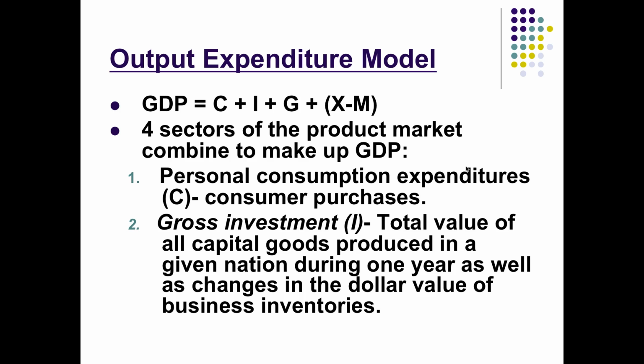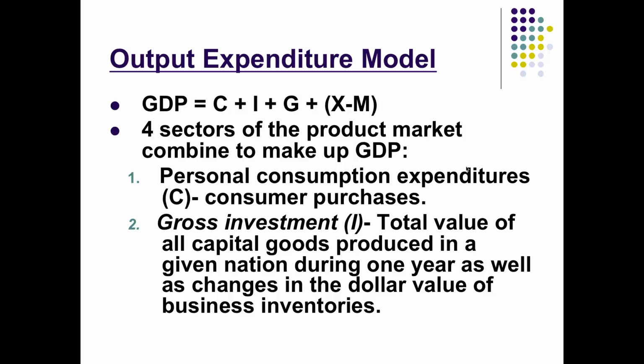C is consumer purchases, okay, personal consumption expenditures, what people are buying. 70% of US gross domestic product is consumer purchases. Okay, we as a nation are very much a nation of consumption.